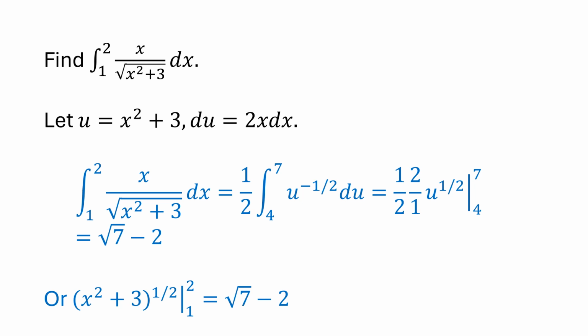And this bar indicates, the lower limit is below it, the upper limit is above it. So we're going to subtract the lower limit from the upper. So we're going to get x squared plus 3 to the 1/2 from 1 to 2, or the square root of 7 minus 2. And when we put the 1 in, we're going to have 4, and the square root of 4 is 2. Here's the constant of integration with a definite integral.